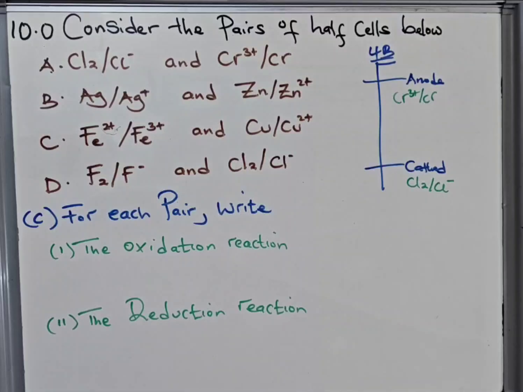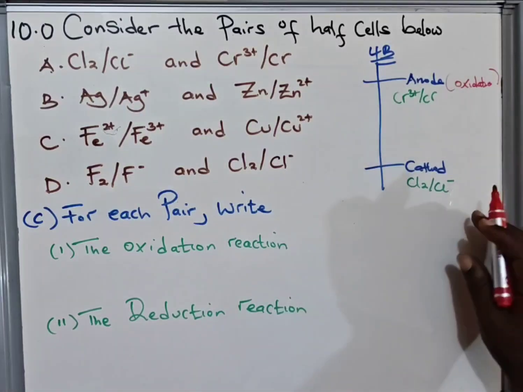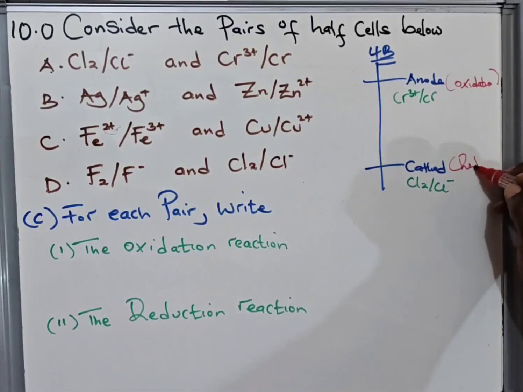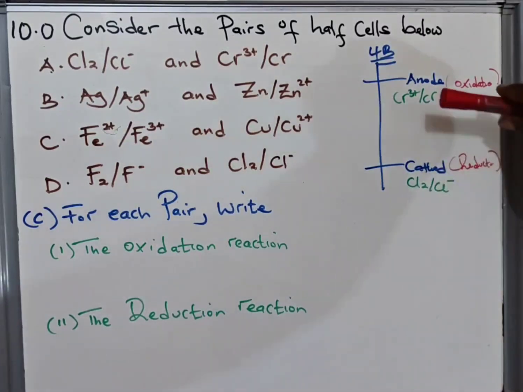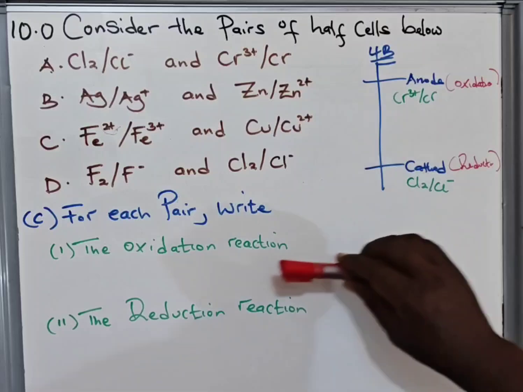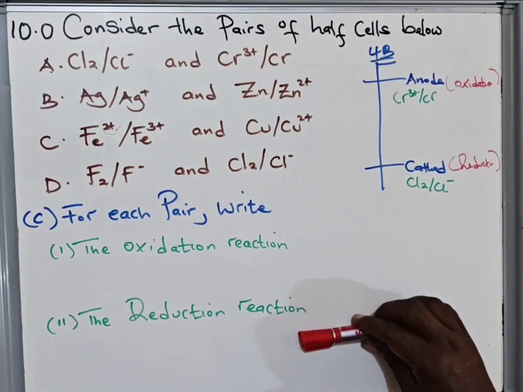Okay, so what does that mean? You have to remember that the reaction which takes place at the anode is oxidation, and the one which takes place at the cathode is reduction. So in other words, this chromium is the one which is going to undergo oxidation. And for this pair, it is the chlorine which will undergo reduction.